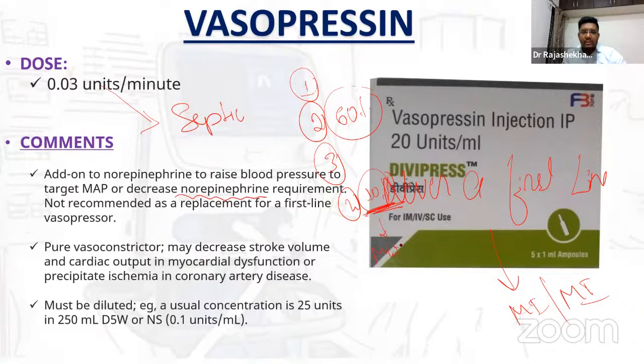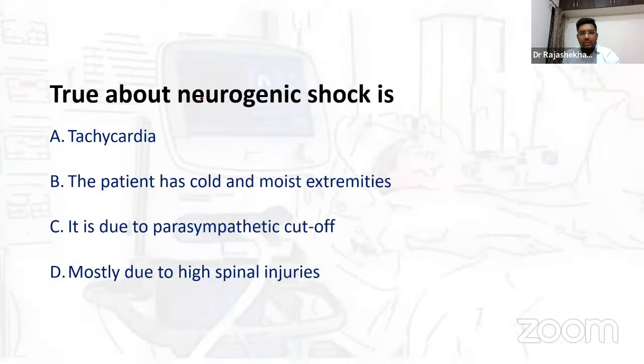Let's take some questions here. I've got two important questions, which actually appeared in the NEET SS. What is true about neurogenic shock? Tachycardia; the patient has cold and moist extremities; it is due to parasympathetic cutoff; and it is mostly due to high spinal injuries.